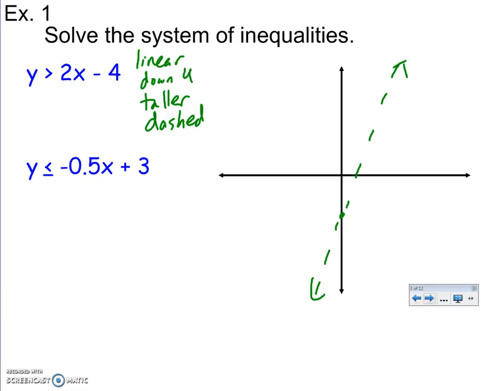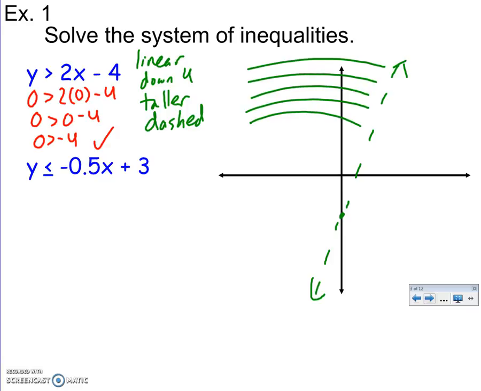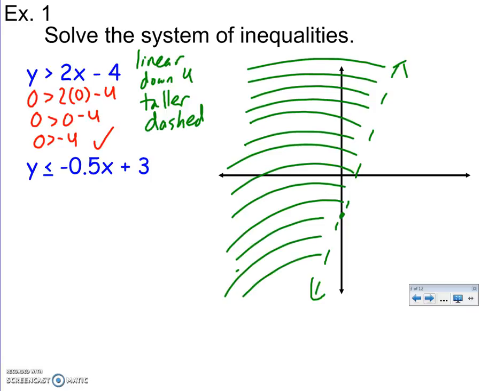If you forgot, you do test points. You plug in 0, 0. So 0 for y, 0 for x. 0 should be greater than 0 minus 4. 0 is greater than -4. Is 0 bigger than a negative number? That is true. So I shade the side with 0, 0. That means this time it's to the left. So I'm going to draw it like this. Alright, that's my first one.